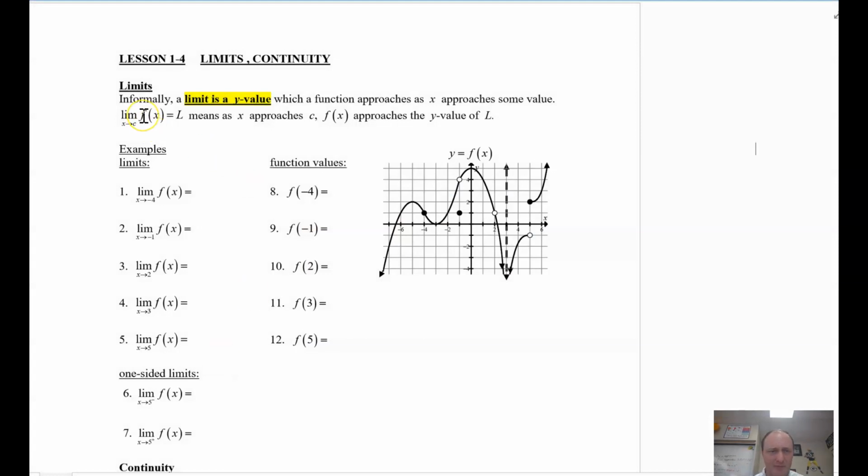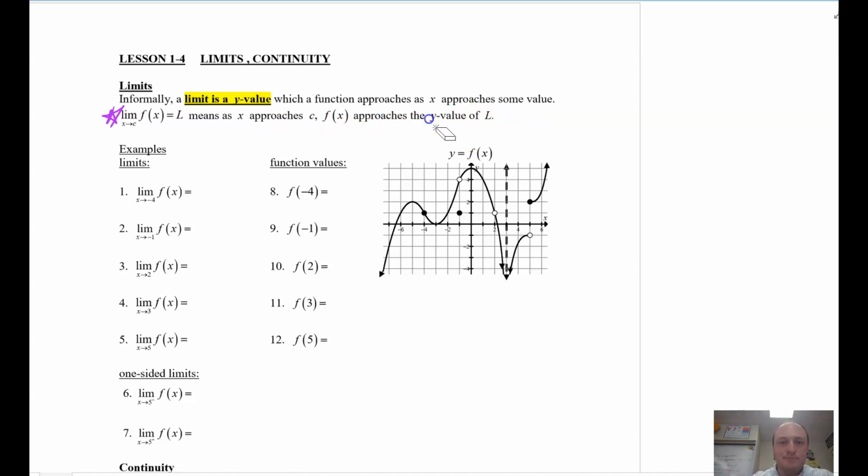So here we have the definition. It says, informally, a limit is a y value which a function approaches as x approaches some value. It's written here, the limit of f of x as x approaches c is equal to L. This means as x gets closer to the c value, the output values, our y values, are going to approach L, whatever that may be.